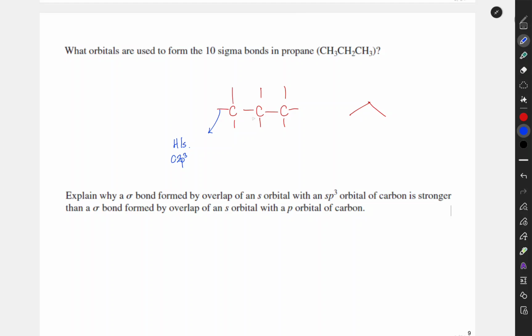The top one is easy. You have three carbons within propane. So you have two sigma bonds between sp3 hybridized orbitals from carbon, and eight sigma bonds between the 1s orbital of hydrogen and an sp3 hybridized orbital from carbon. So in total, you have 10 sigma bonds.